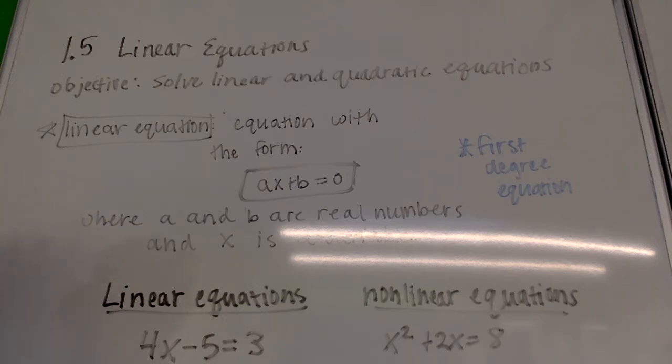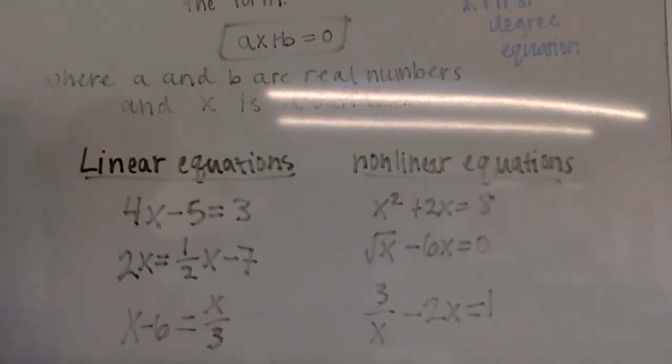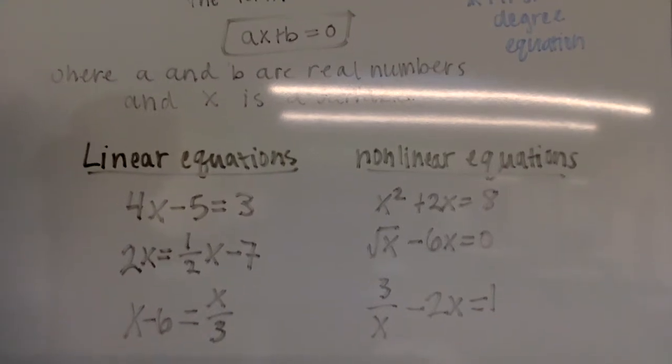And if you can see that little note on the side, it says it's a first degree equation, which means that x only appears in the first degree. So it never shows up as x squared or x to the third or x to the negative 1, anything like that. It only shows up as x. A and b are real numbers and x is a variable. Okay, so a couple of examples of this are down here.